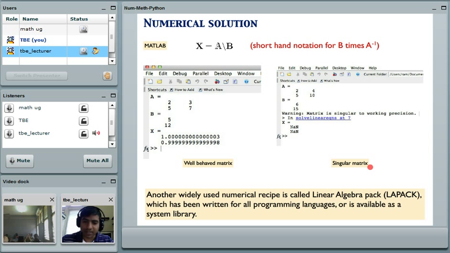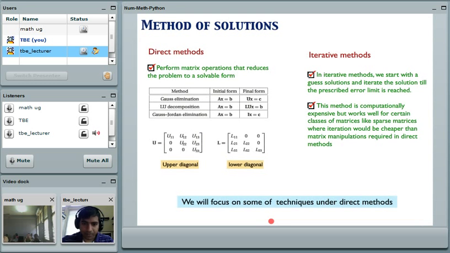So in case we want to use LAPACK, you can just call the system library directly. So this is my introduction to this particular part. Now, what is the method of solutions? How do we really get solutions for such problems?